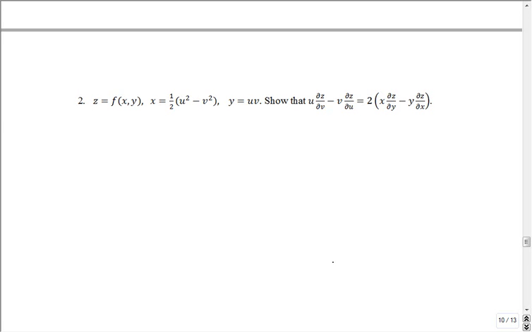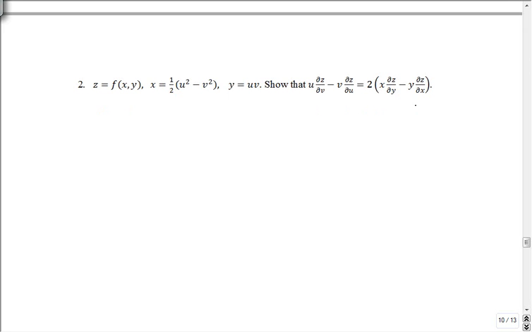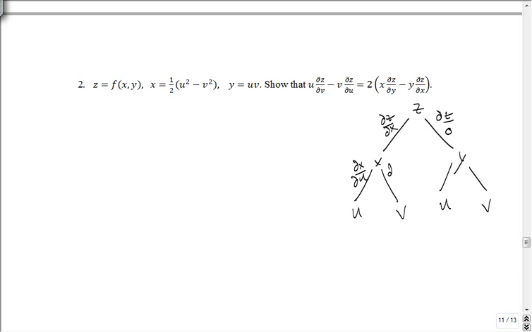Okay? Again, draw your diagram. So you have z, a function of x and y. You have x, a function of u and v, and y the same. Partial z, partial x, partial u, partial z, partial y. This is partial x, partial v, partial y, partial u, partial y, partial v.